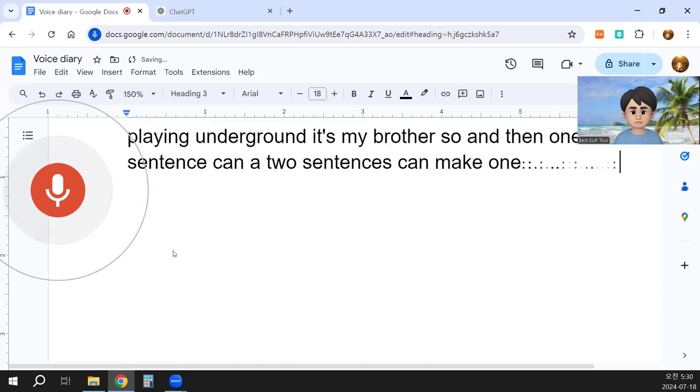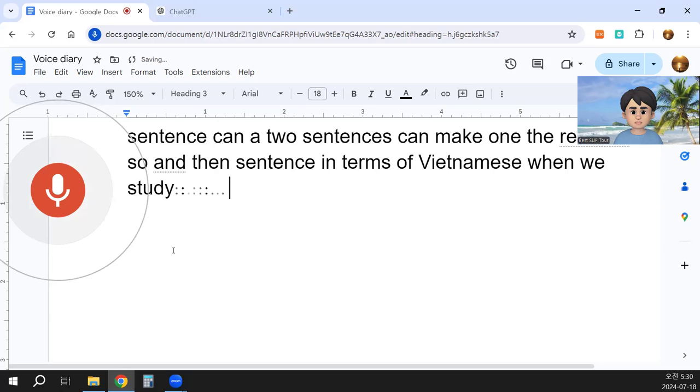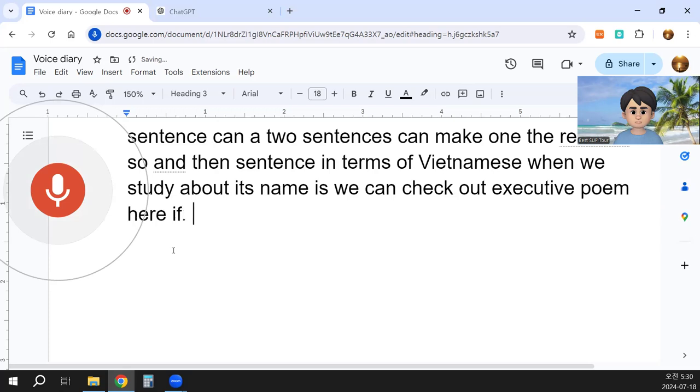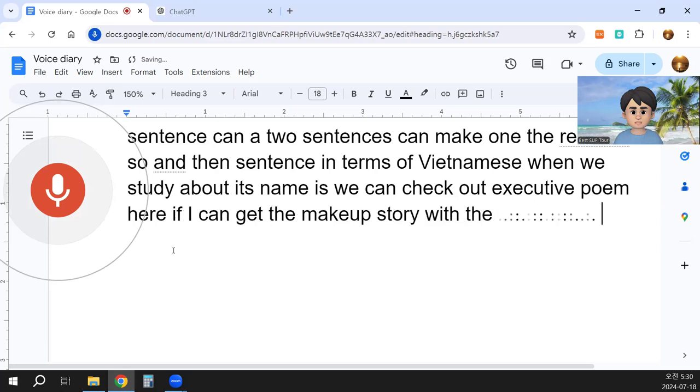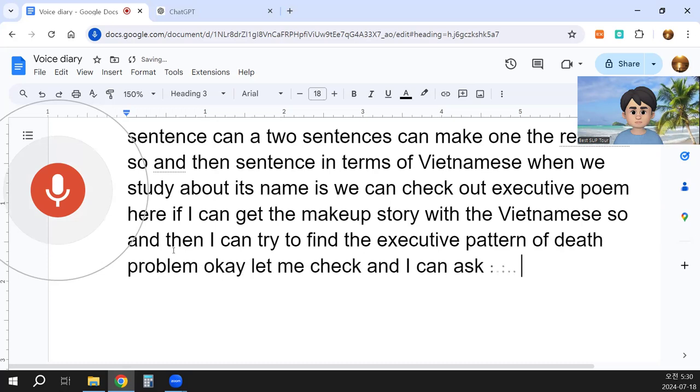So with the relative pronoun, this is the pattern: adjective, adjectival phrase, and clause. In terms of Vietnamese, when we study Vietnamese, we can check the adjective form here. If I can make a story in Vietnamese, I can try to find the adjective pattern of that form. Okay, let me check. I can ask the AI for a story. AI, can you give me a story in Vietnamese?